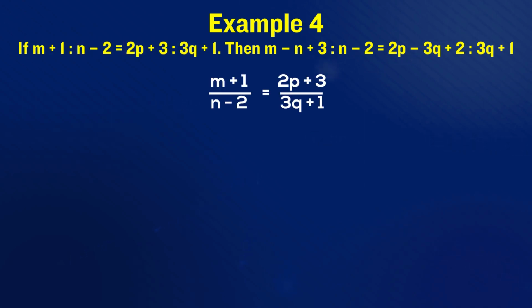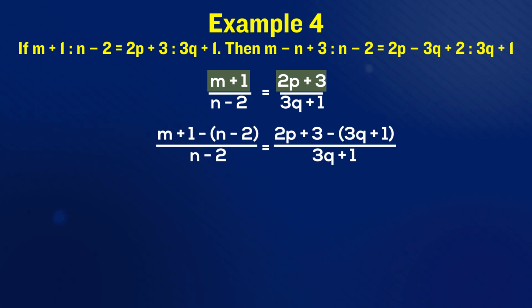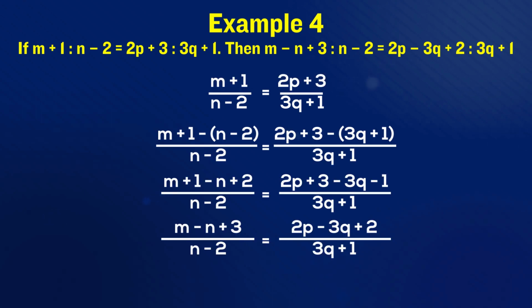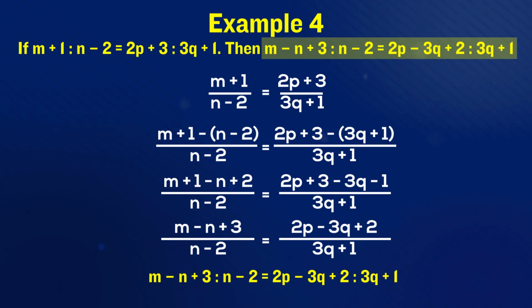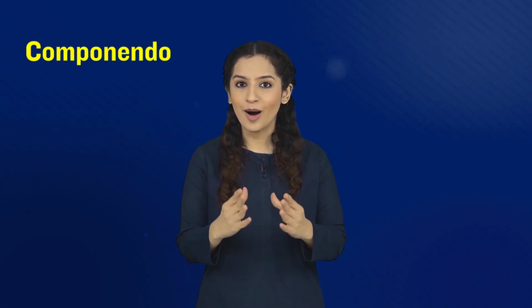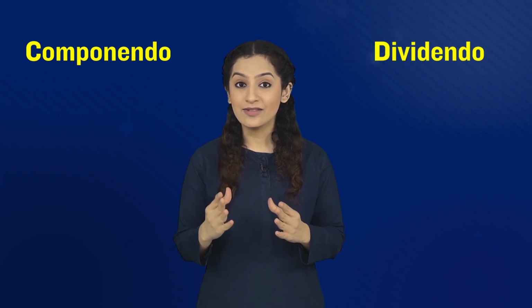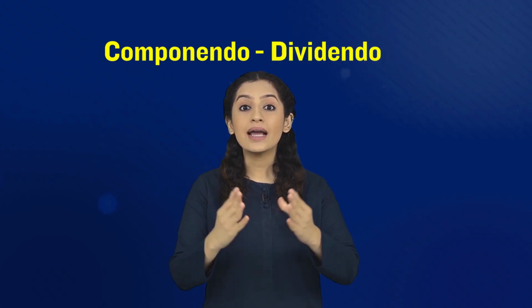Now, the shortcut to apply the dividendo theorem is to subtract the denominator from the numerator on each side. Then, just simplify the fractions and change the final results back to ratios. Compare this with what you had to prove. You've done it!